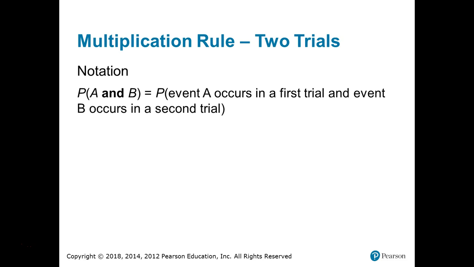Now we are going to talk about the multiplication rule with 2 trials, meaning you do one trial first, record your answer, and then you do a second trial right after. So the notation here is that probability of P of A and B is the probability of event A occurring in the first trial and event B occurring in a second trial.